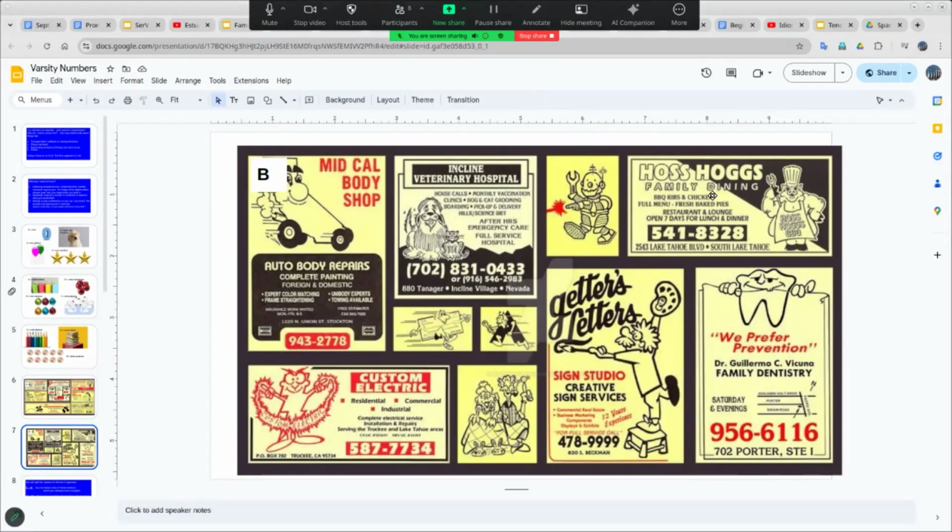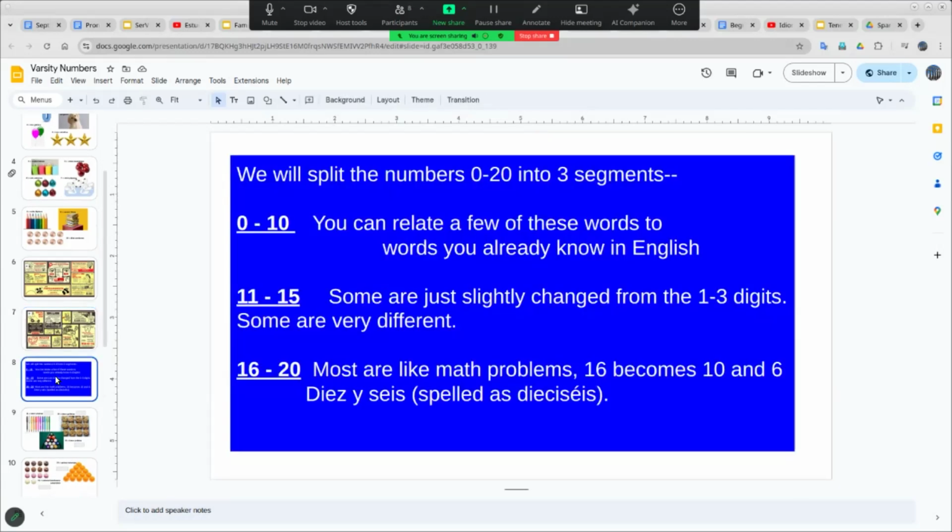Yes. Fantástico. Aquí, bueno, a ver, custom electric. ¿Quién? Who'd like to give that a go? I'll do it. Okay, vale. 5, 8, 7, 7, 7, 3, 4. Bien, bien hecho. Y aquí, el dentista. 956 6116. Bien. Ok. So, some little phone number stuff, and you'll get this whole slide here.